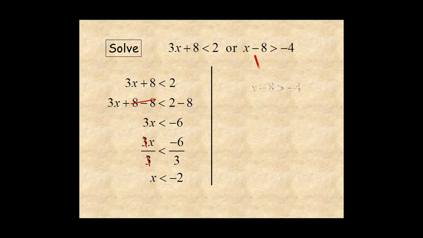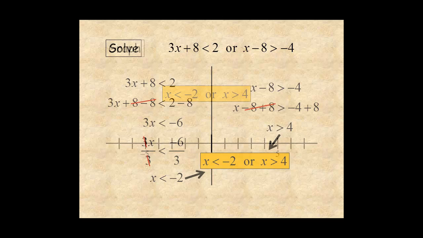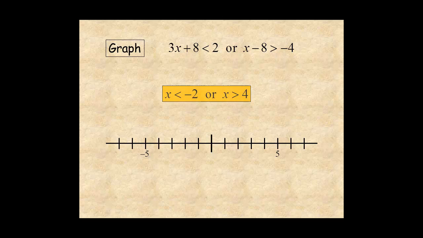On the right, add 8 to both sides for the second part of the solution, x greater than 4. Joining both parts together, the solution to the disjunction is the set of numbers less than negative 2 or greater than 4. Then graph the solution. Any number less than negative 2 or greater than 4 is the solution to the disjunction.